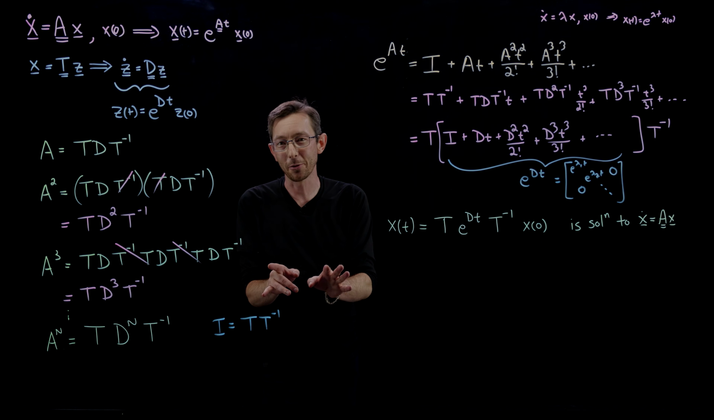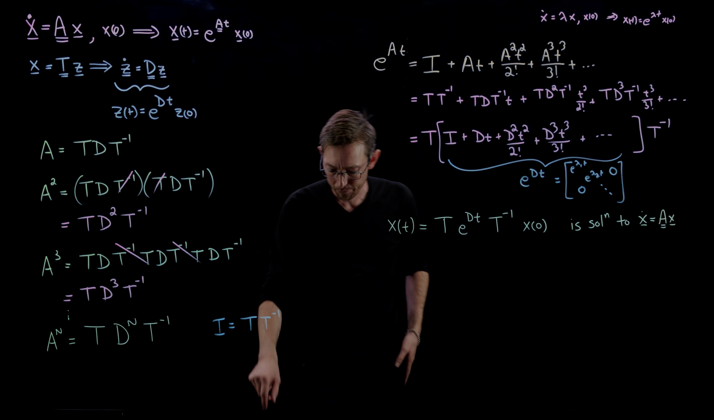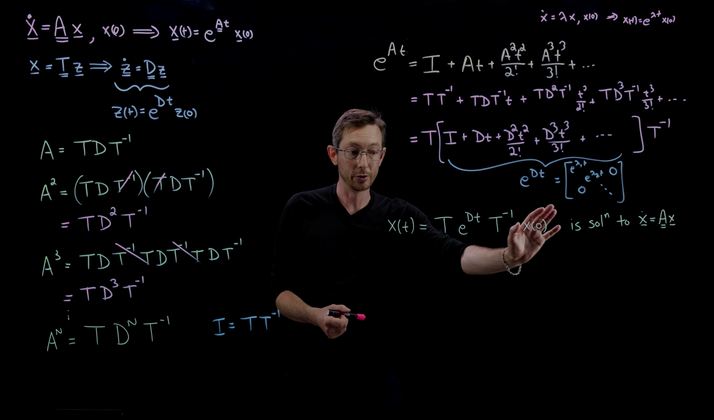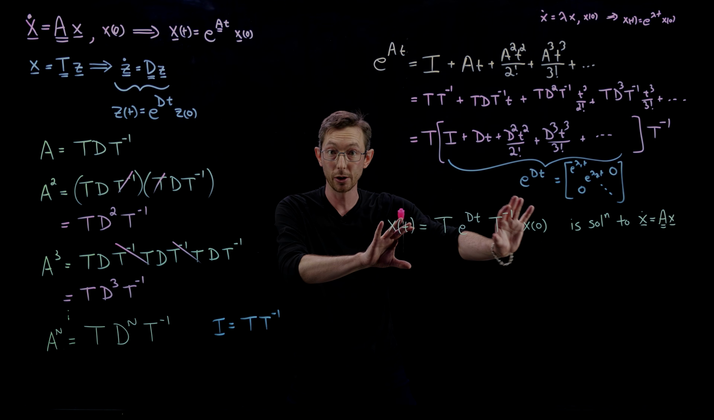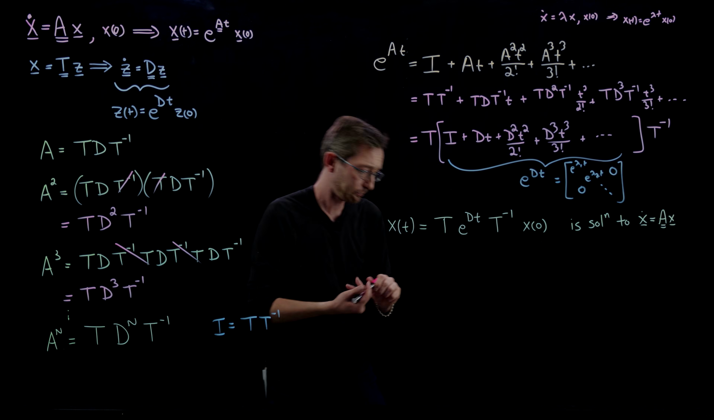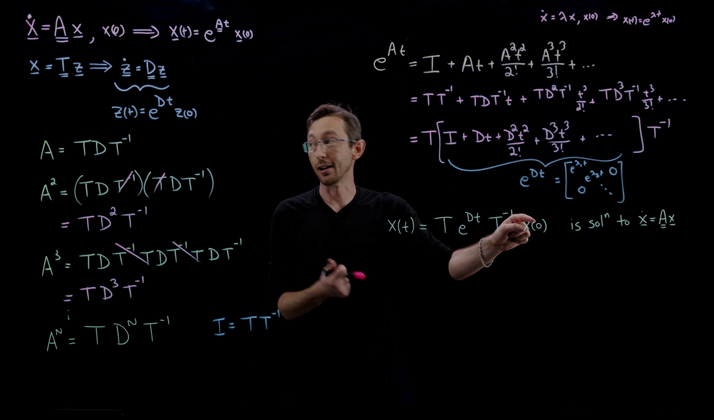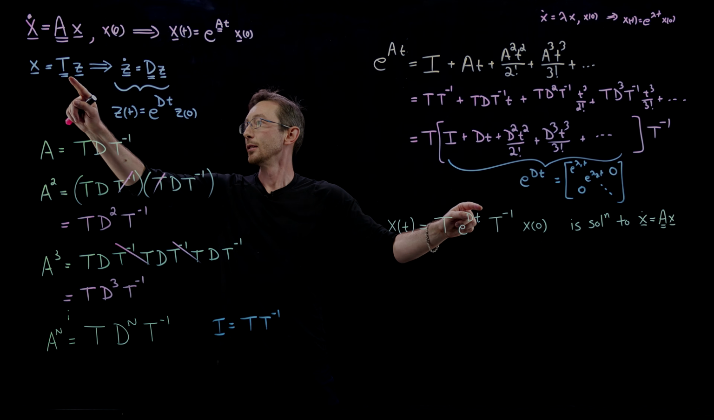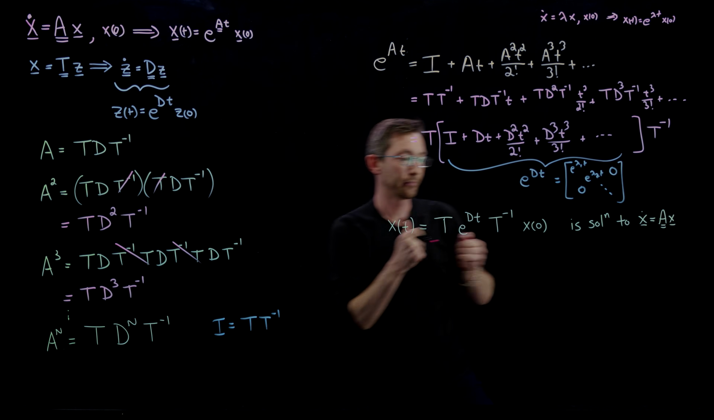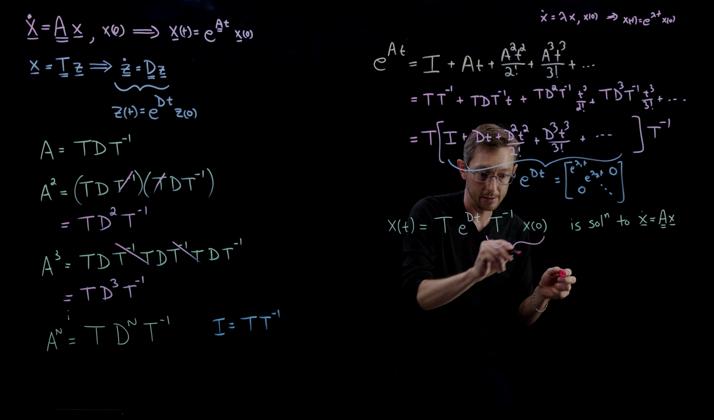Okay, one last thing I want to show you. This is, for me, one of the highlights of this lecture: now we're going to interpret this expression, this solution. So this is a big deal. This is the solution, and we're going to interpret it step by step. So this T inverse times x naught is literally z naught.